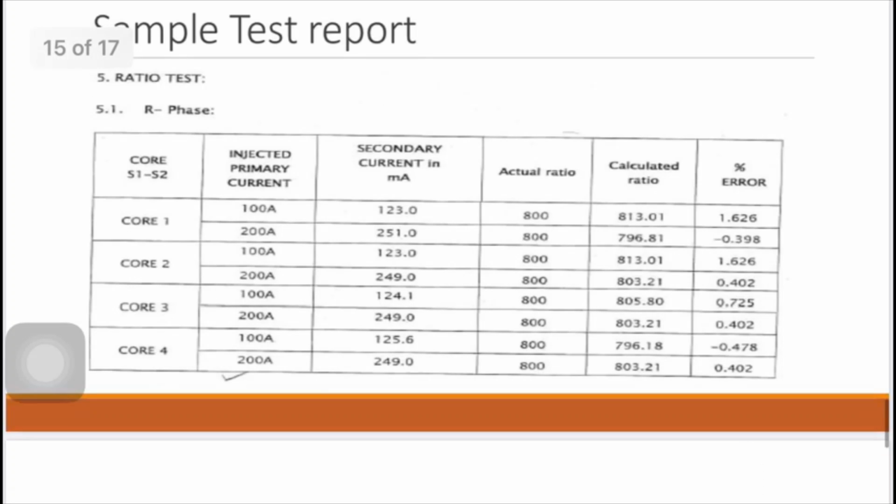This is a sample report of the ratio test. Here there are 4 cores. 100 ampere and 200 ampere are injected to the primary circuit, and we measured the secondary current: 123 milliampere, 251 milliampere. The actual ratio is 800, so we get the calculated ratio and the error. This error is also most important. For example, for a metering circuit it should not exceed the nameplate value.